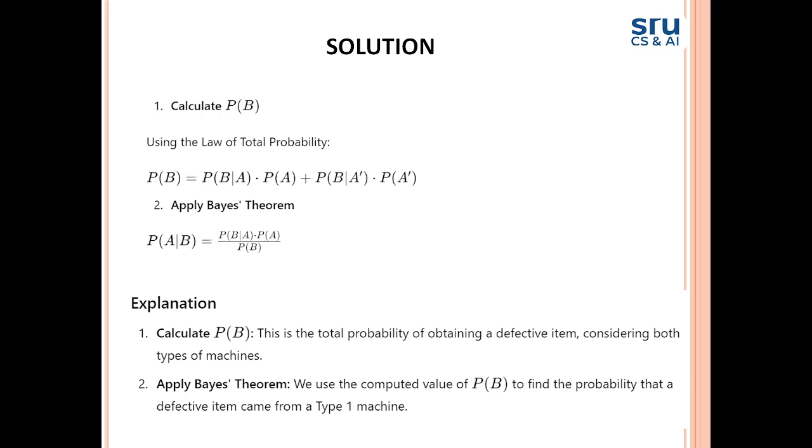Now here the probability of B using the law of total probability is given by this equation. So when we apply Bayes theorem here, we will get this equation. Now, explanation: calculate first the probability of B. This is the total probability of obtaining a defective item from both types of machine. Then we apply Bayes theorem in order to compute the probability.